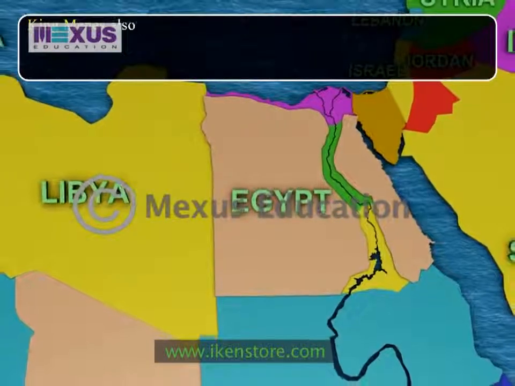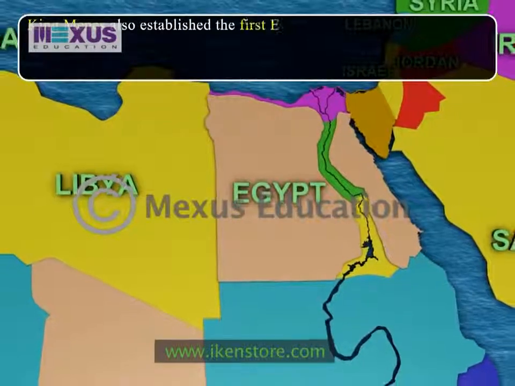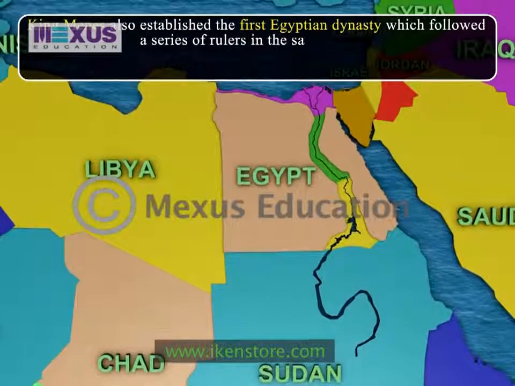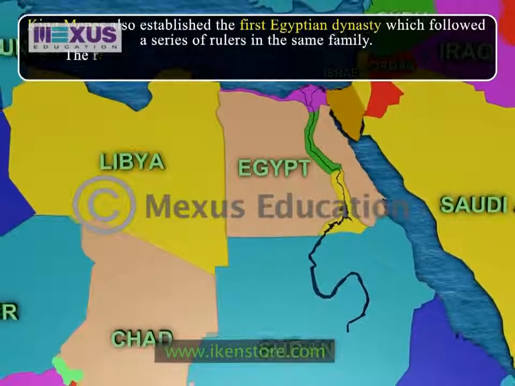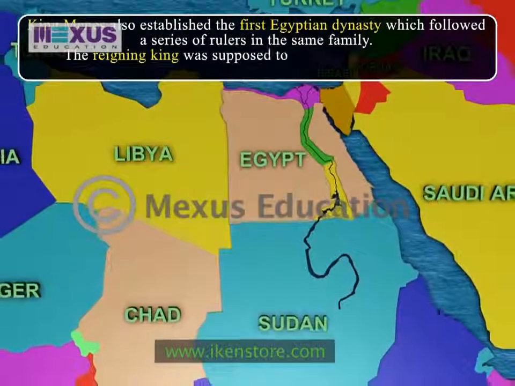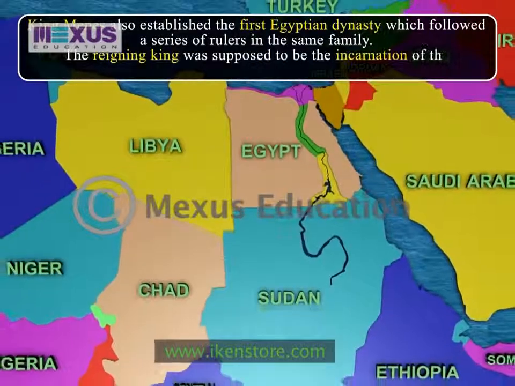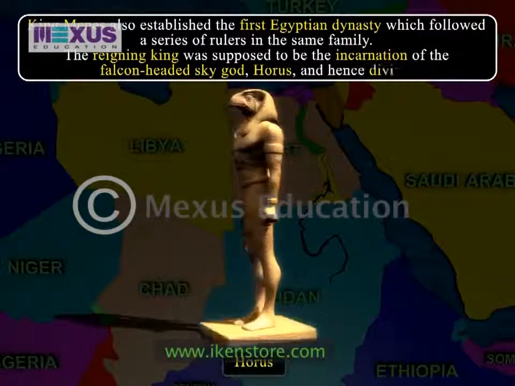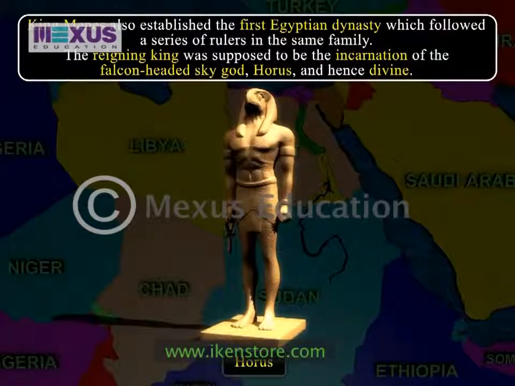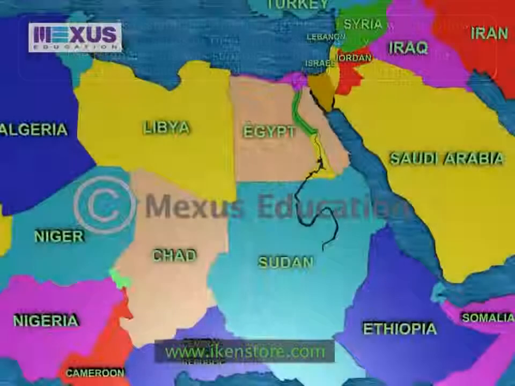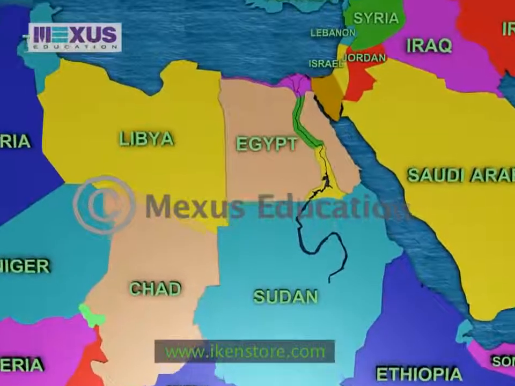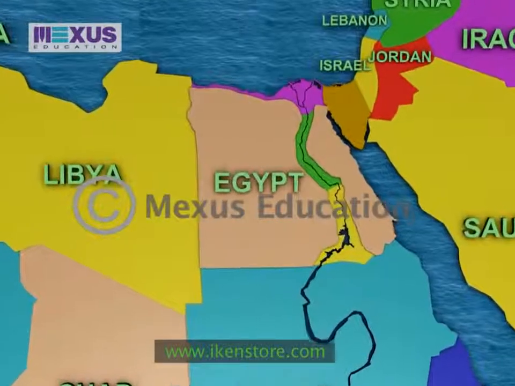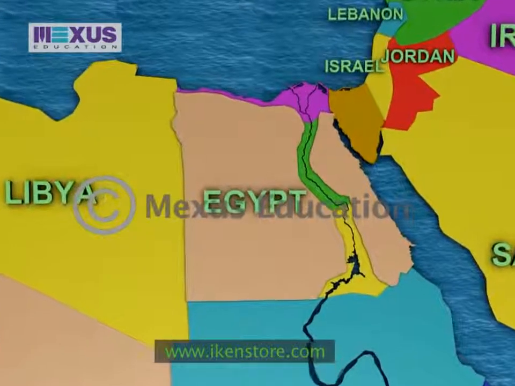King Menes also established the first Egyptian dynasty, which followed a series of rulers in the same family. The reigning king was supposed to be the incarnation of the falcon-headed sky god Horus, and hence divine. The Egyptian civilization thus began in 3100 BC.